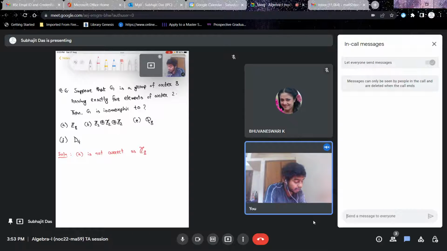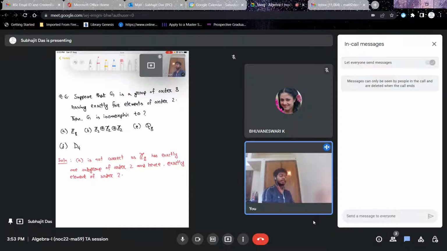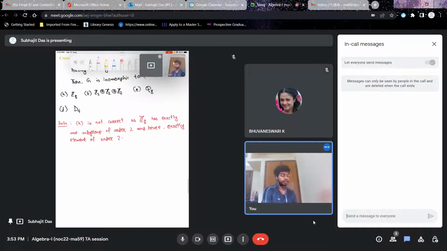So A is not correct, as Z8 has exactly one subgroup of order 2 and hence exactly one element of order 2. But we are given that G is a group of order 8 which has exactly 5 elements of order 2. So Z8 can't be correct because Z8 has exactly one element of order 2. So this rejects option A.